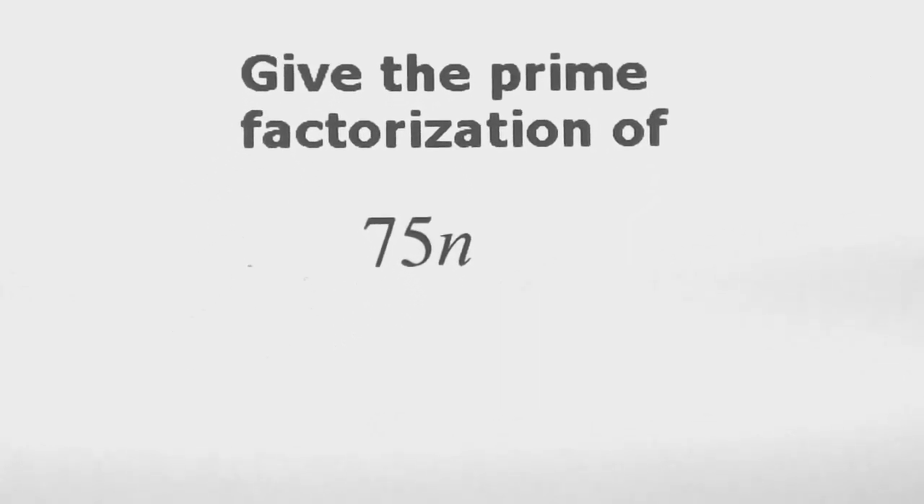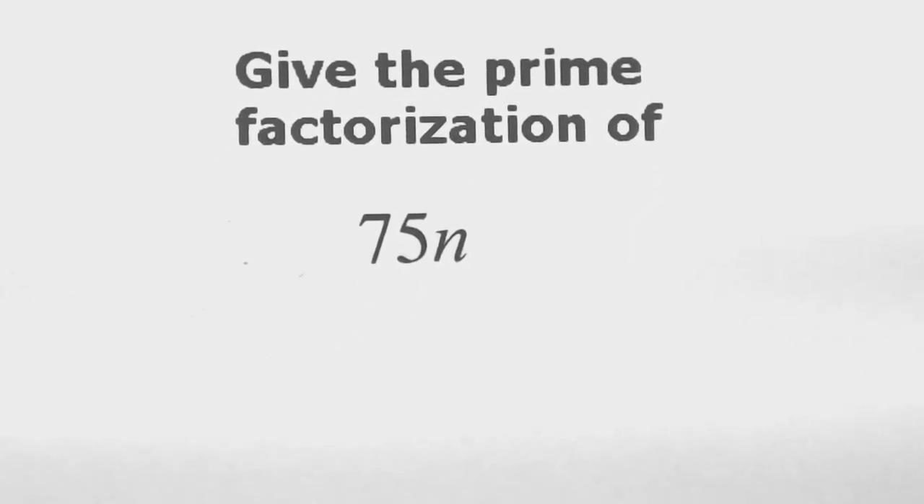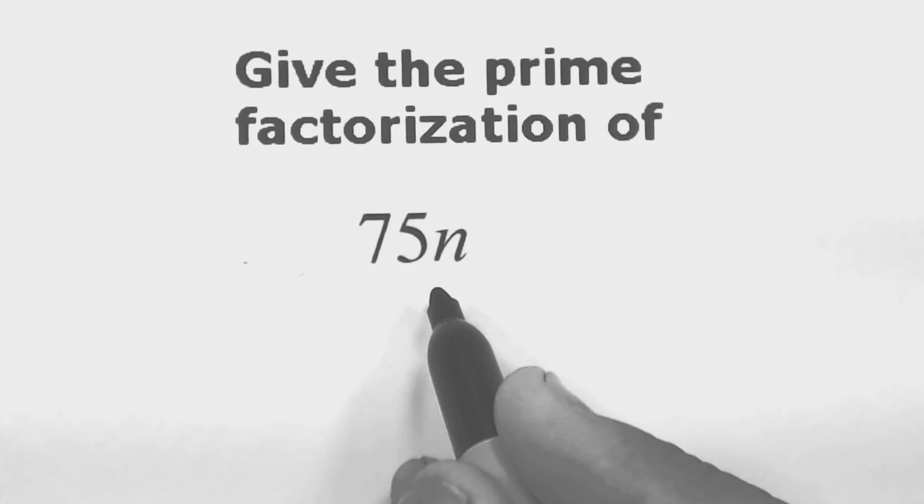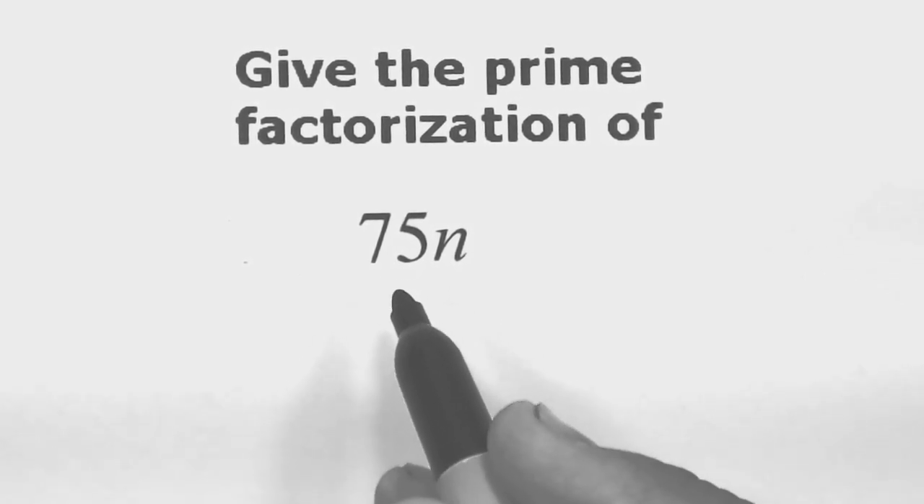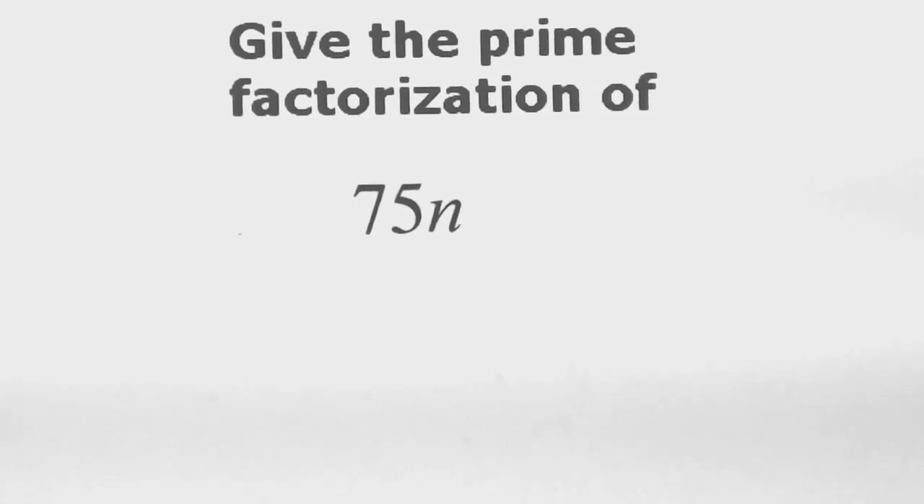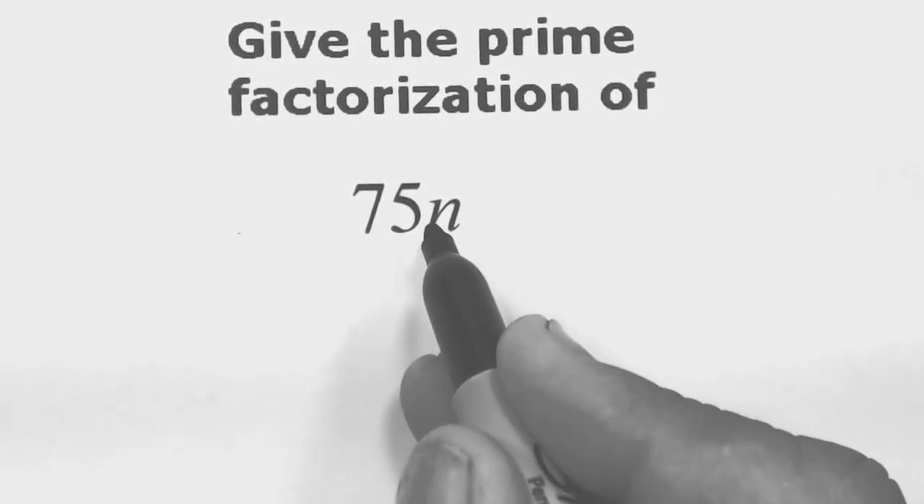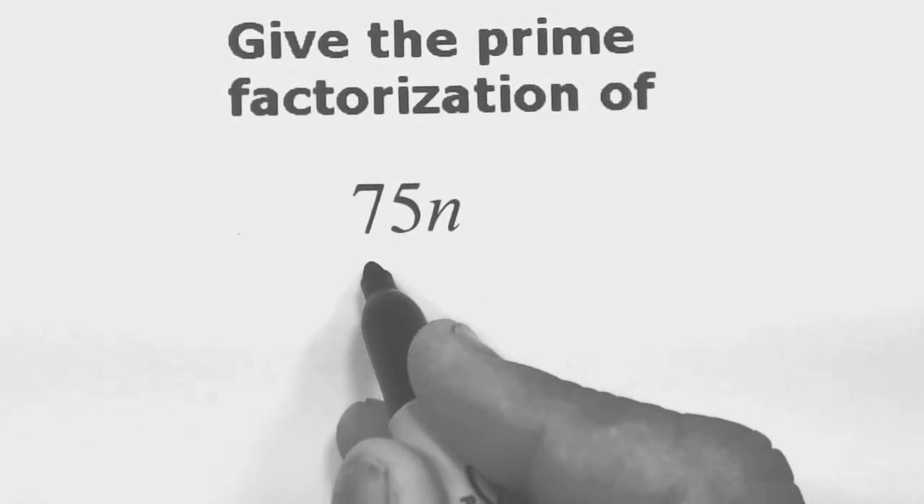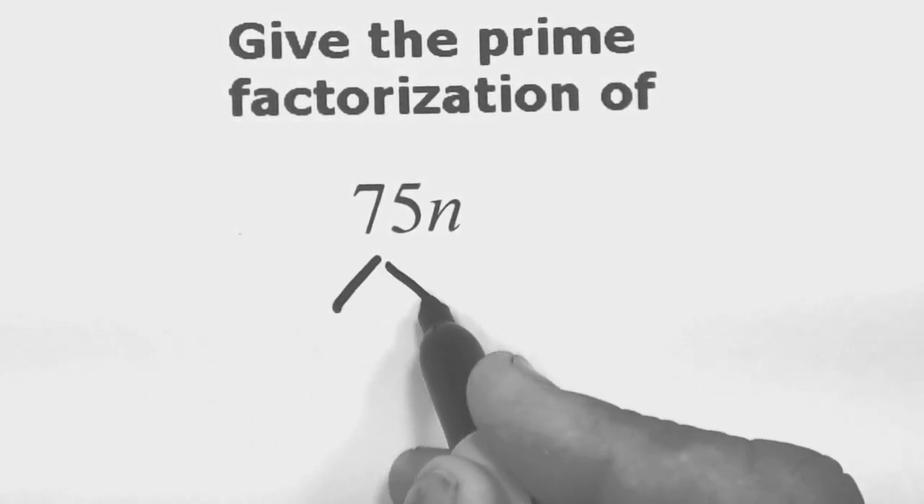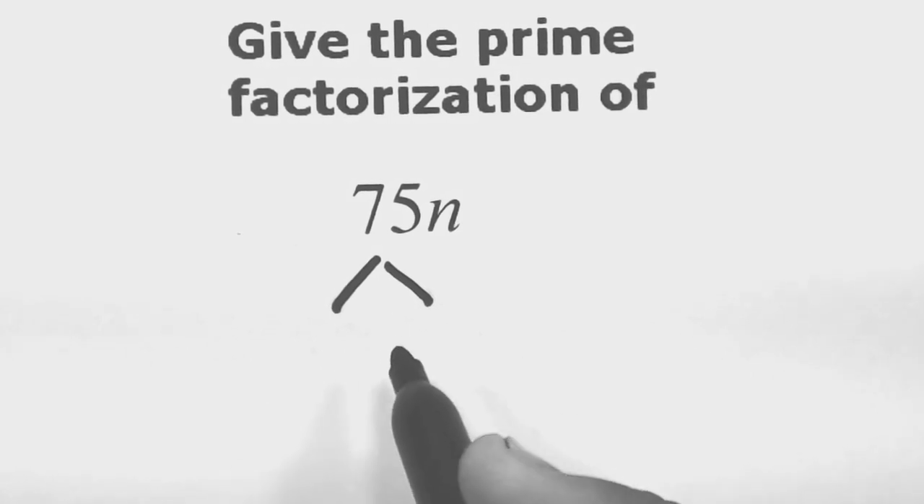Now, as we go along in the algebra, we're going to start getting some letters in here. Well, the letters tend to be easier to work with. It's primarily the numbers that we have to do the prime factorization on. So in this example, we know we've got an n here to the first power, but what we have to do is figure out what the prime factorization of the 75 is.